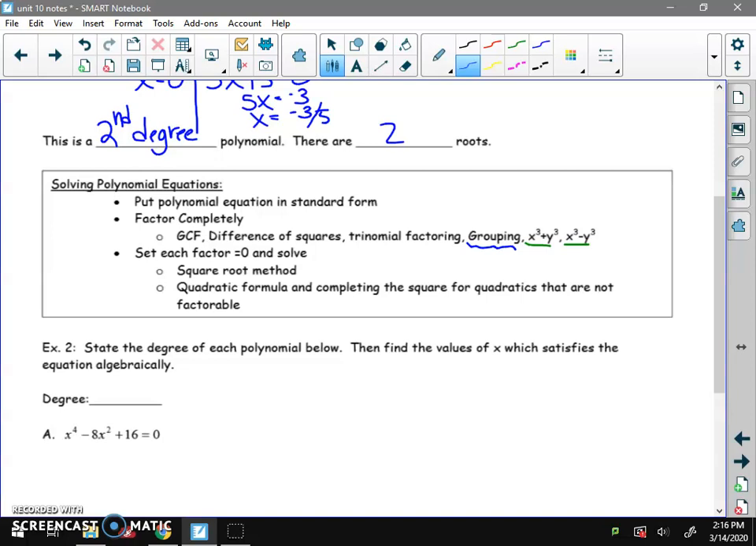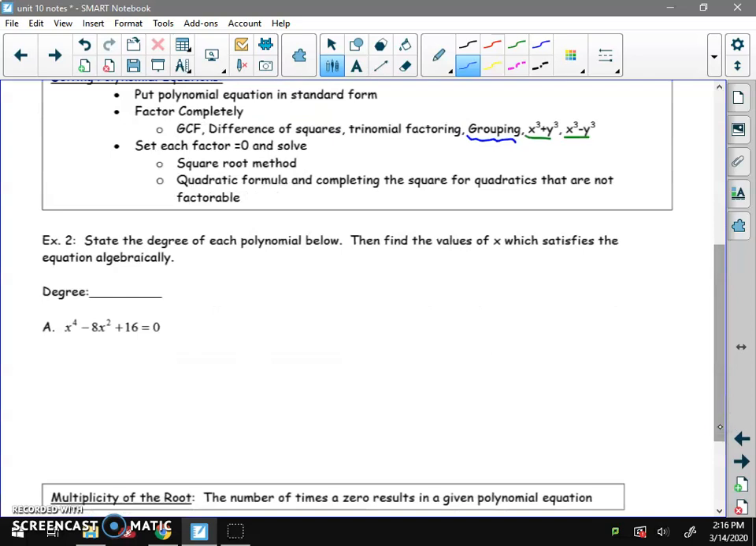Sometimes you'll have to do the square root method. Sometimes you'll have to maybe do the quadratic formula or complete the square if the side that you're working on is not factorable. So let's go on to example 2. State the degree of each polynomial below, then find the values of x for which it satisfies the equation algebraically. So because this is raised x to the 4th, we're going to say the degree is the 4th degree.